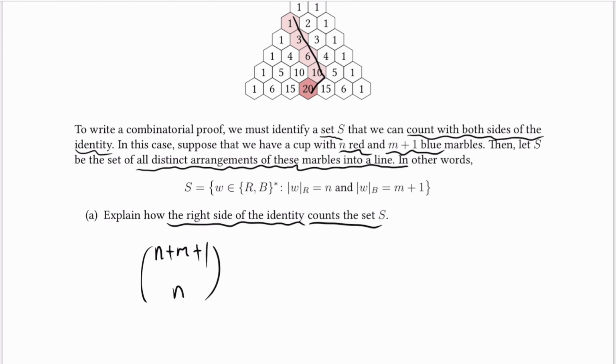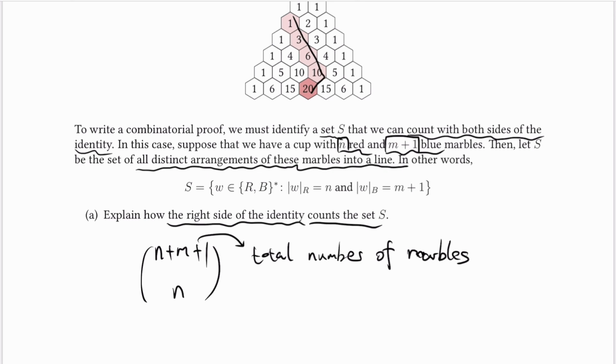Because we have n red marbles and n+1 blue marbles, n plus n plus 1 just refers to the total number of marbles. And because all the red marbles are the same and all the blue marbles are also the same, we just need to choose the positions for the red marbles to count all distinct arrangements of these marbles. Here, n refers to the number of positions we choose for the red marbles.